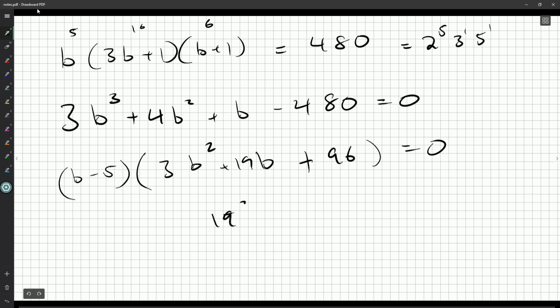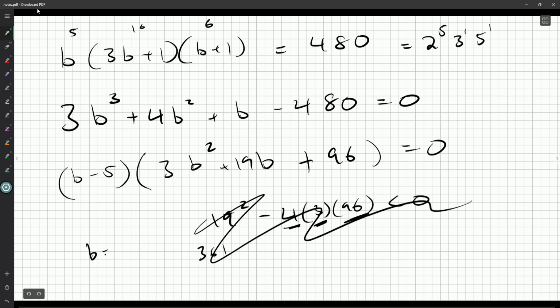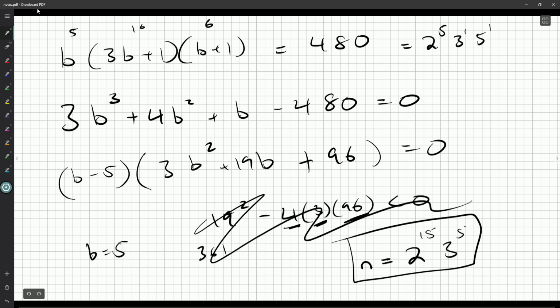So 19 squared minus 4AC. So this will be 19 squared is 361, and this is already almost 400 times a 3. This is going to be less than 0, so no other roots. So only b equals 5, and so only one value of n. N would have to be 2 to the 15, 3 to the 5. So that's the only one that should work.